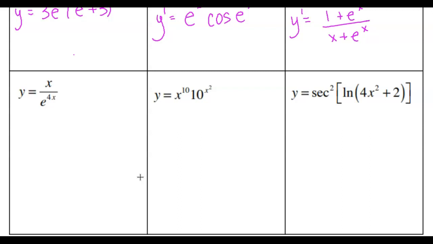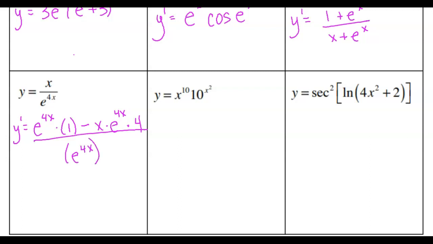All right, why, we can't avoid the next one. We have to do a quotient rule. So low d high minus high, and then d low is e to the u times the derivative of the exponent. All over, I'm going to write it e to the 4x squared.